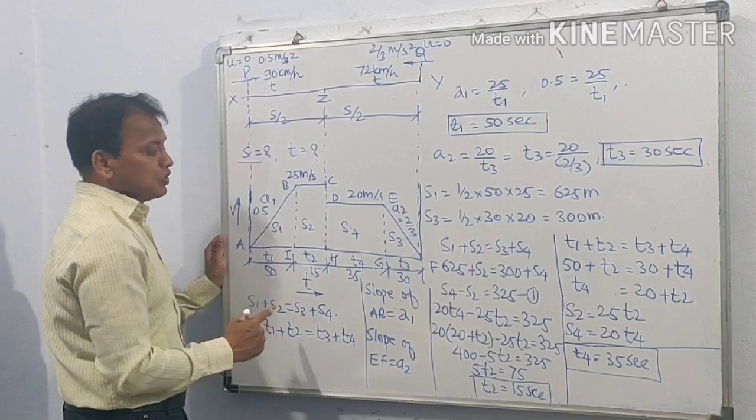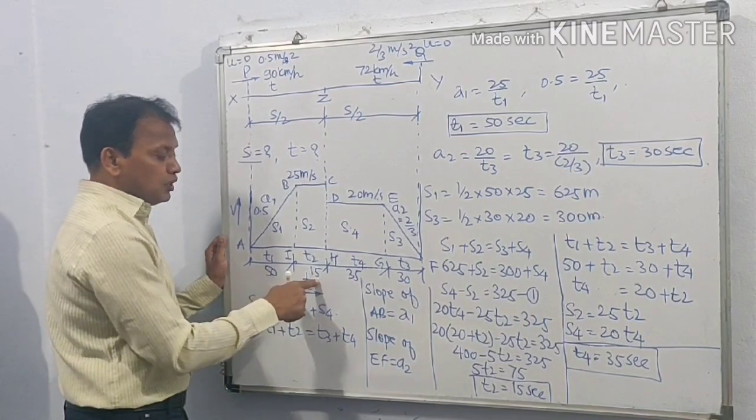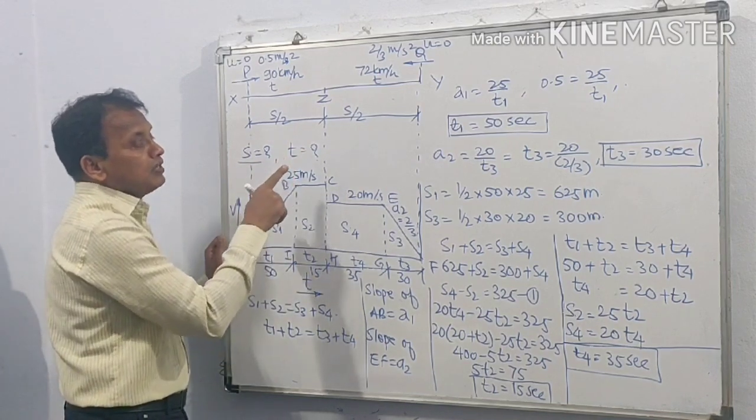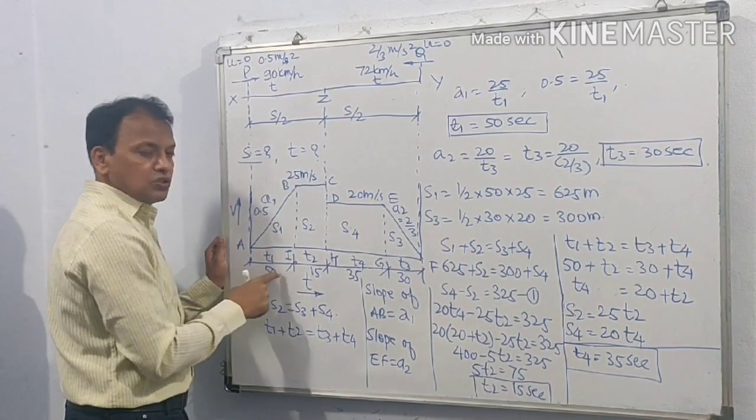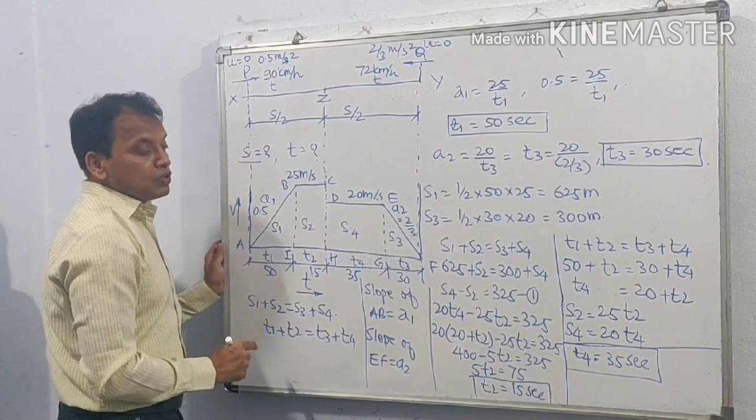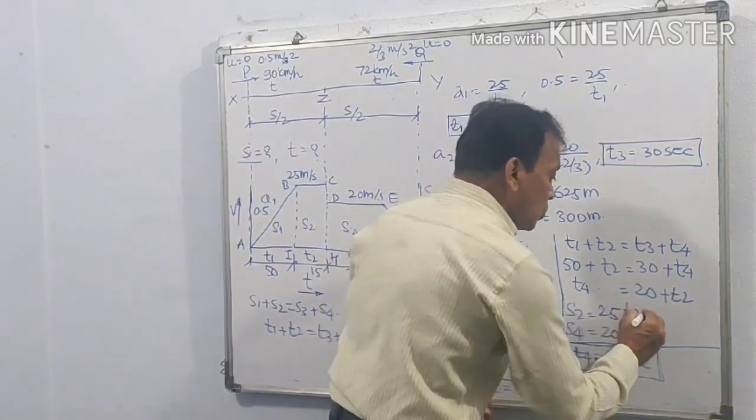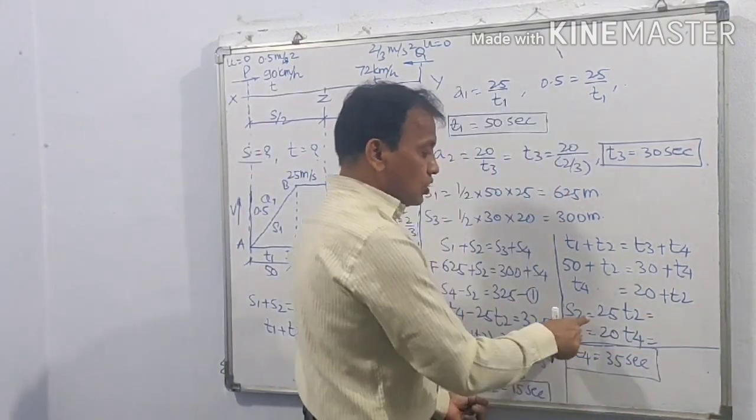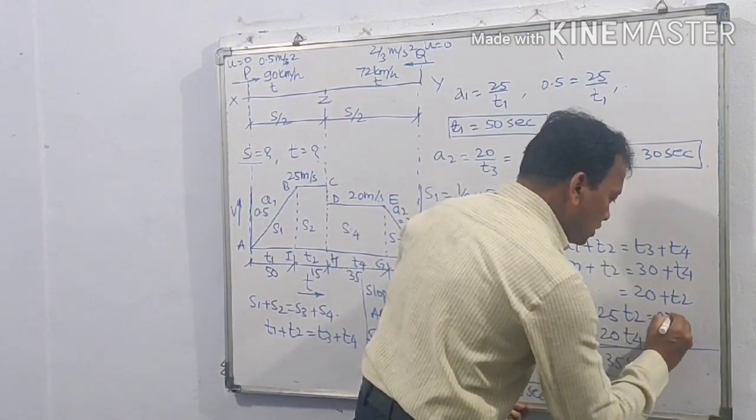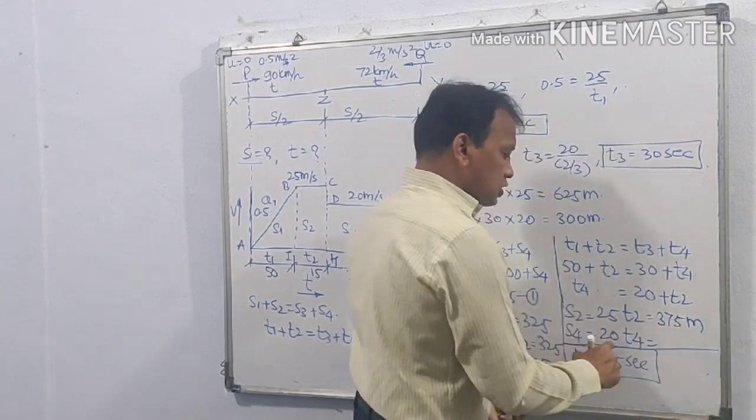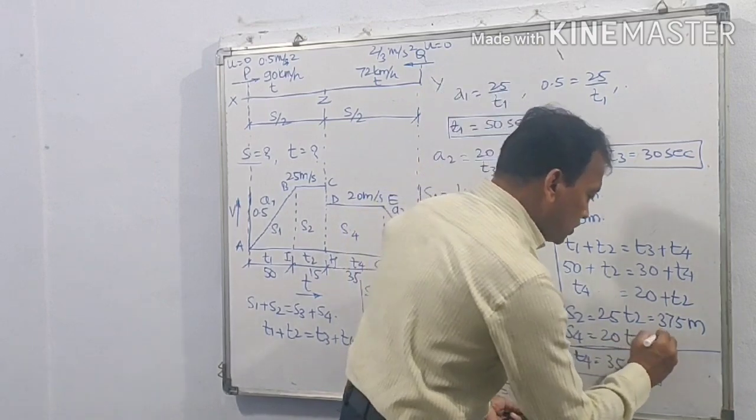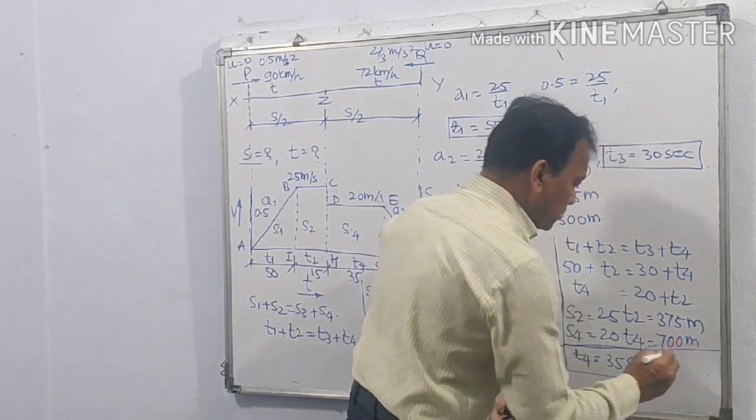So the total time, that is T, is equal to 50 plus 15, that is 65. So both trains will meet after 65 seconds. And now the total distance travelled. S2 and S4 are the distances between the two stations. 25 into T2, that is 25 into 15, is equal to 375 meter, and S4 is equal to 20 into T4, T4 is equal to 35, therefore this is 700 meter.